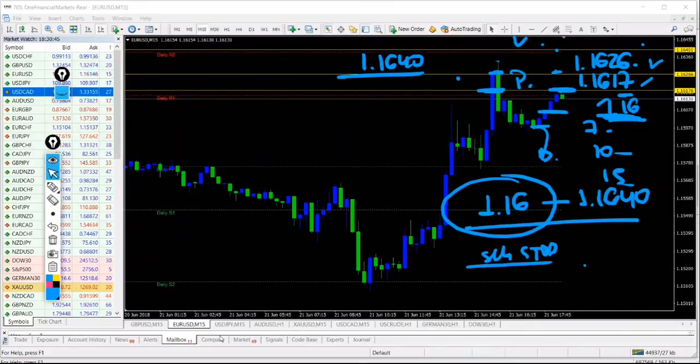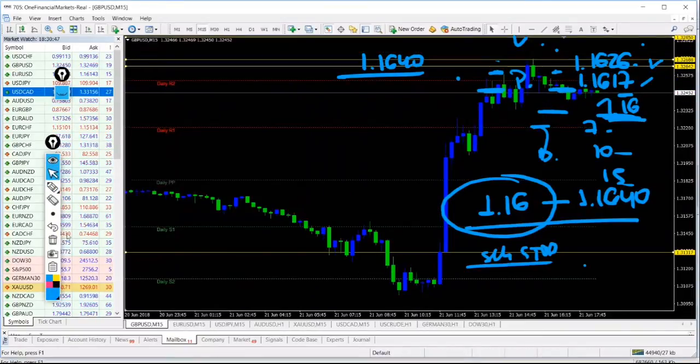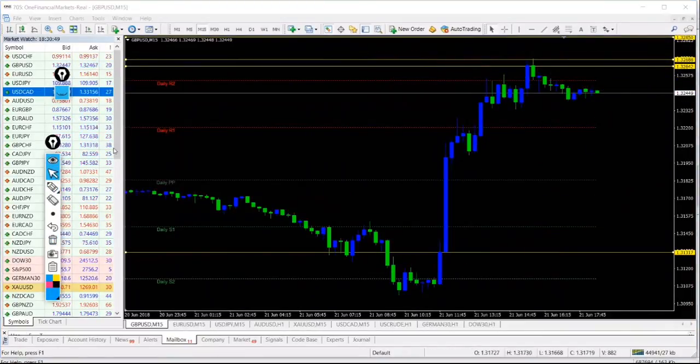Let's take this example with the pound now. Over the pound dollar, same thing. The market opened here, the closing is going to be here. So 100% of the market is buying. But now I need to set up a strategy here. So your strategy will be like this.